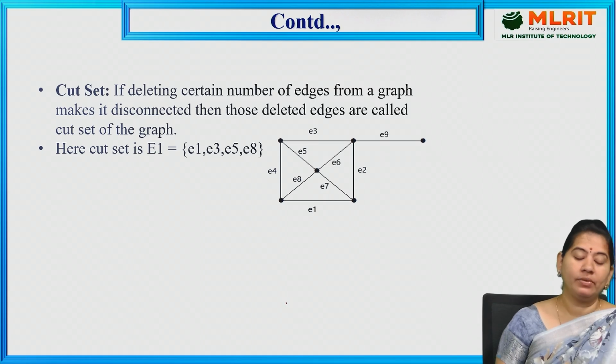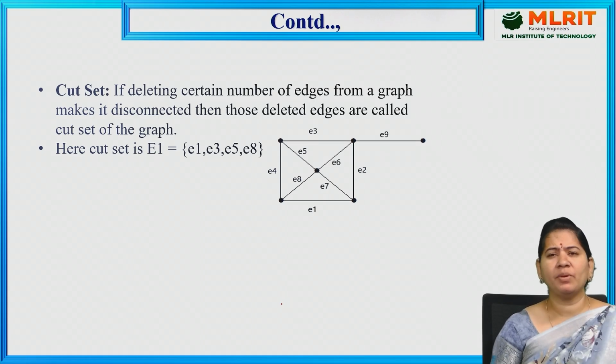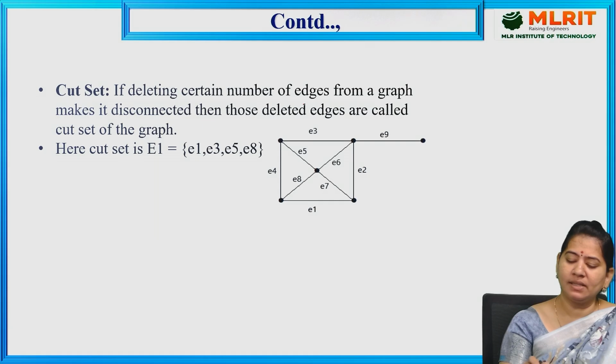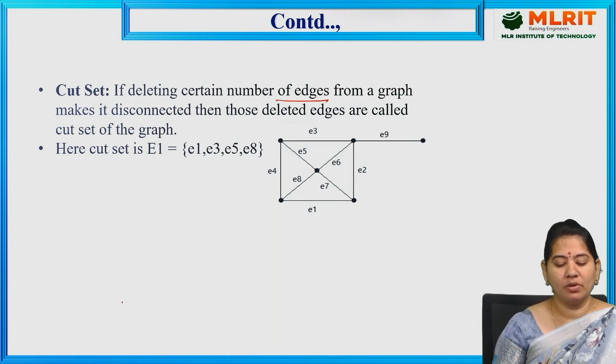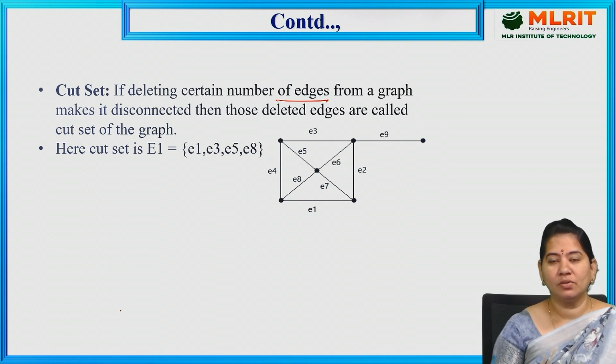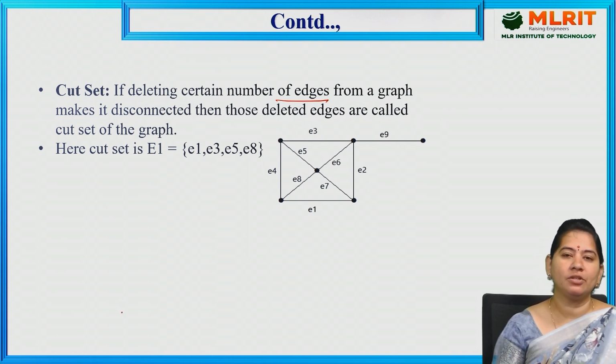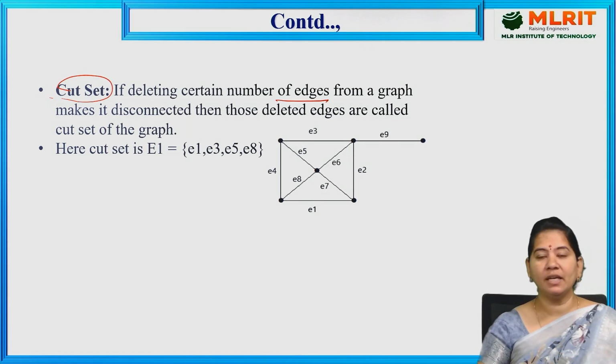Next we also have the cut set. What is meant by cut set here is, if deleting a certain number of edges from a graph makes it disconnected, then those deleted edges are called the cut set of the graph. So it is not only one particular edge. If I remove only one edge and make the graph disconnected, that is called a cut edge. But if I remove some set of edges and make the graph disconnected, that is called a cut set.